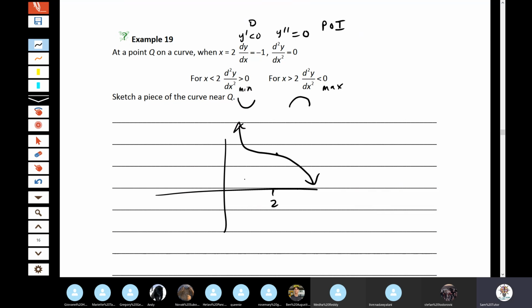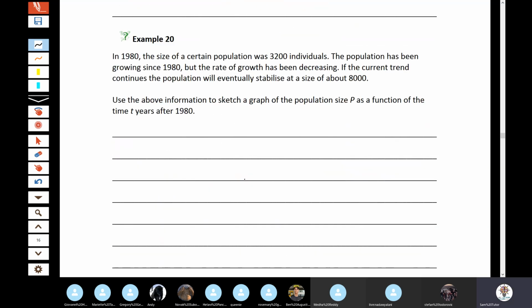All right. We all agree with that? Yeah. Minimum and a maximum, we can see that happening? Good. Good, done. Your turn.